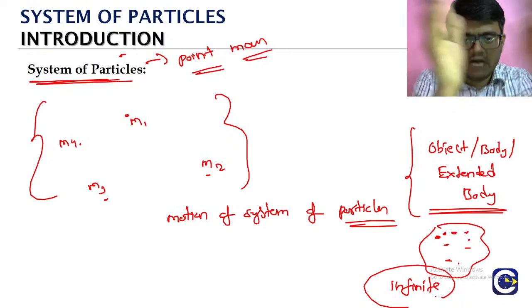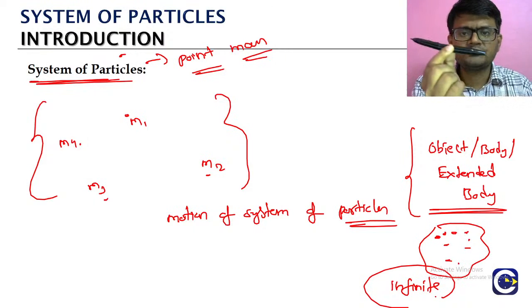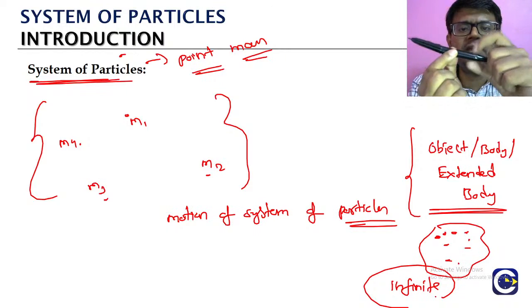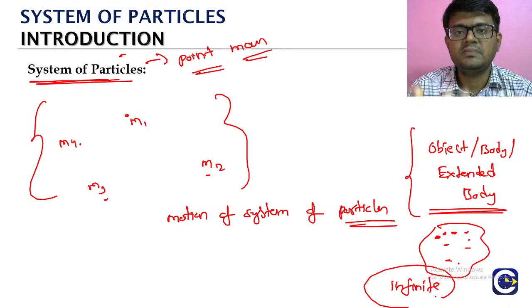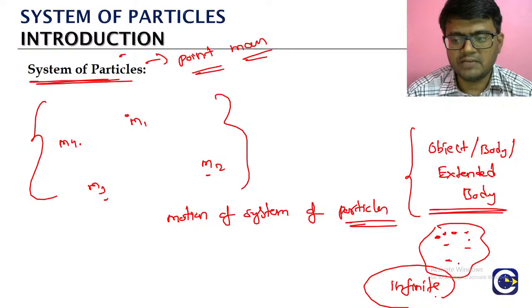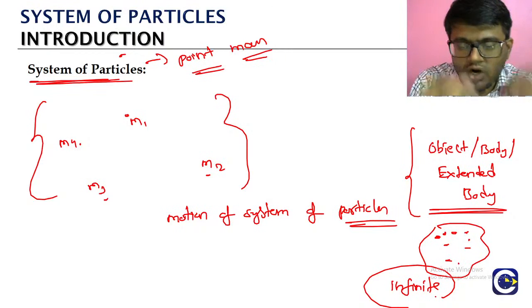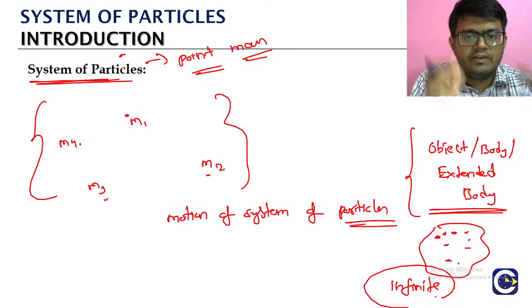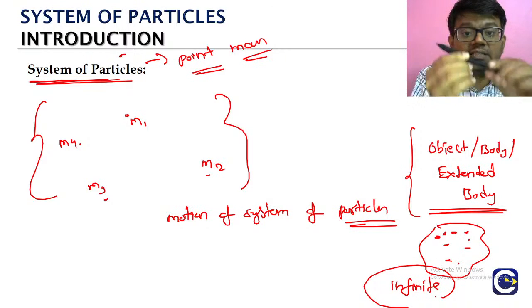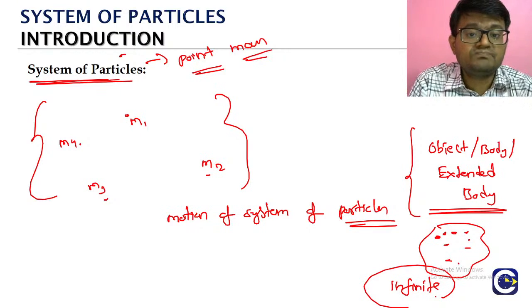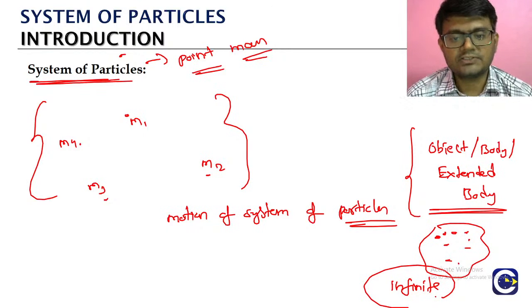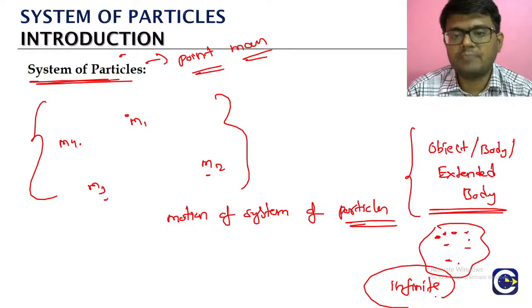Even this marker pen, if I ask you to mark point masses on this, how many point masses will come? Infinite number of point masses will come. Okay, so the extended body, or the object or the body in general, when we say that, it is a collection of how many particles? Infinite number of particles. So an object or a body will have an infinite number of particles.